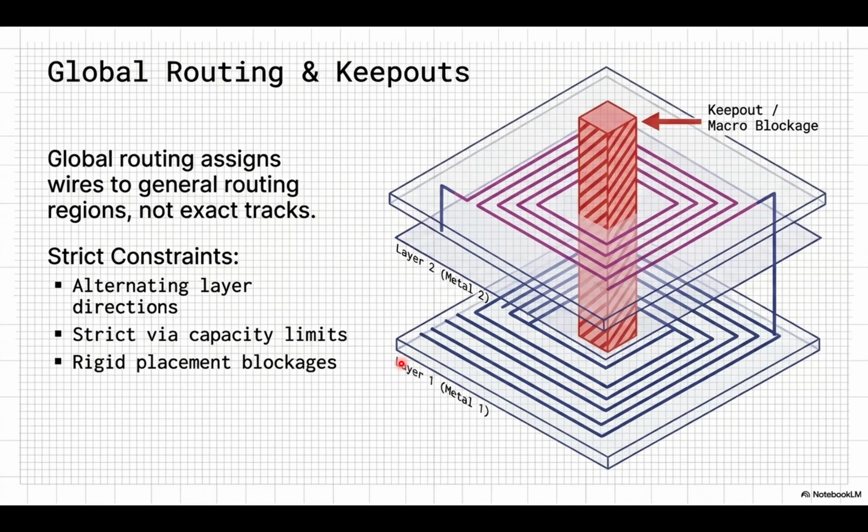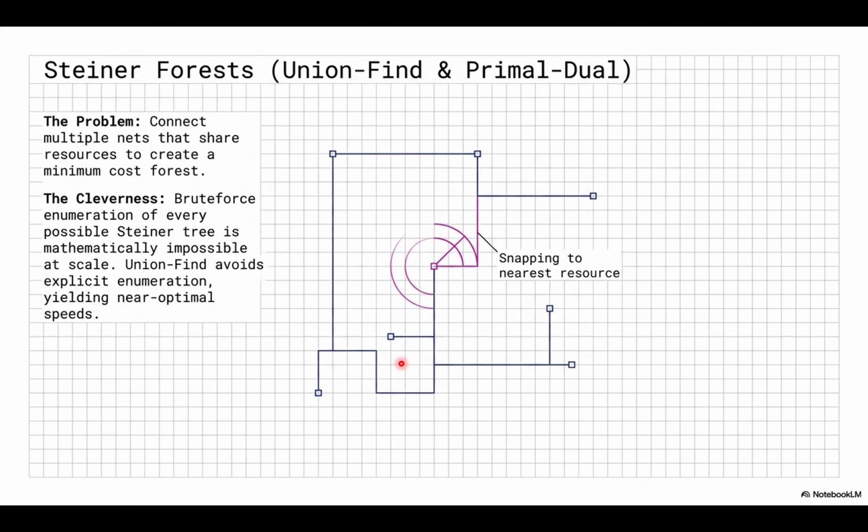But calculating the most efficient path for every single connection is where the math gets genuinely terrifying. It really does. They use a concept called Steiner forests. A Steiner tree problem asks, how do you connect multiple points using the absolute minimum total length of wire? You want to create a minimum cost forest. But here is the massive catch. The NP hard wall. Yeah. The math reveals that brute force enumeration of every possible Steiner tree at the scale of a microchip is an NP hard problem. It is computationally impossible. Not within the lifespan of the universe, no.